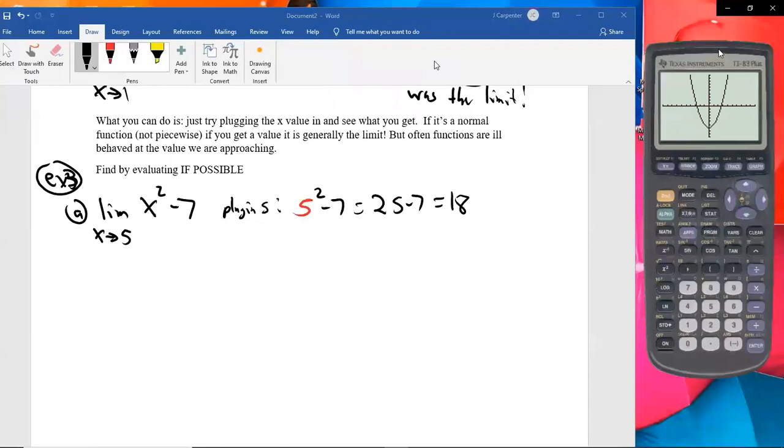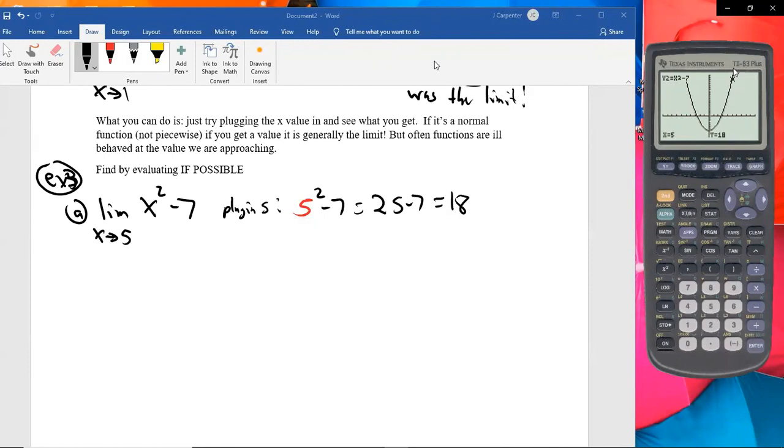So if we just hit trace and 5, hey, there's a y value. That's a great sign. It's at 18, which I can't see, so I'm going to change the window. I'm just going to make the y maximum 20 instead of 18. That way I can actually see this. So trace, type in 5, and it's right here. And visually it looks like as you're approaching from the left, that's where you're going. As you're approaching from the right, that's where you're going.